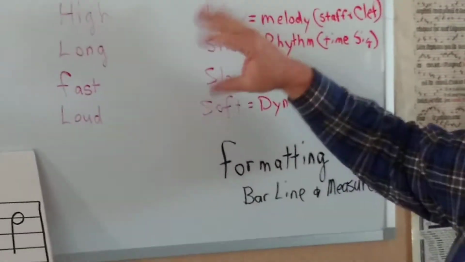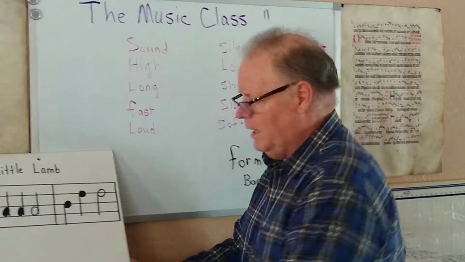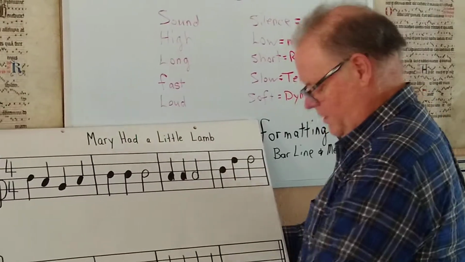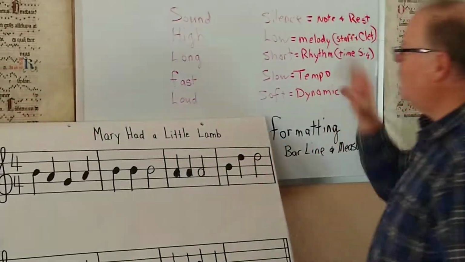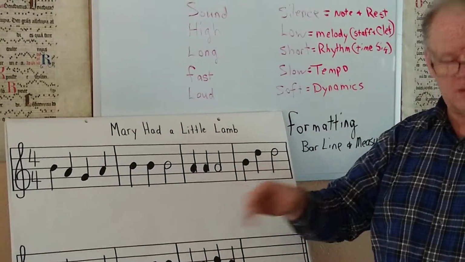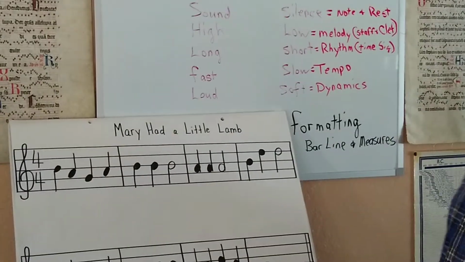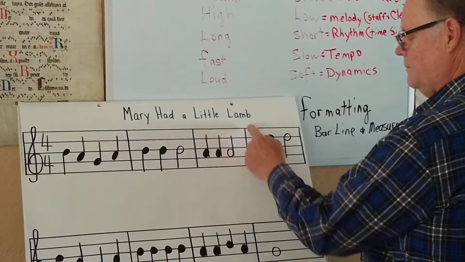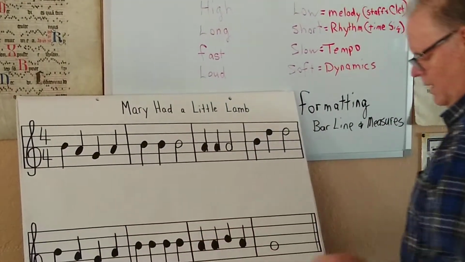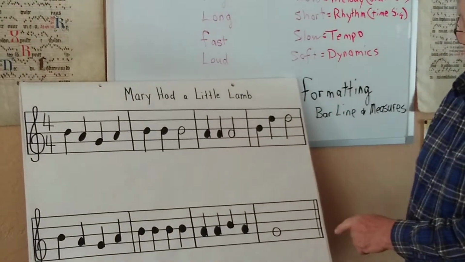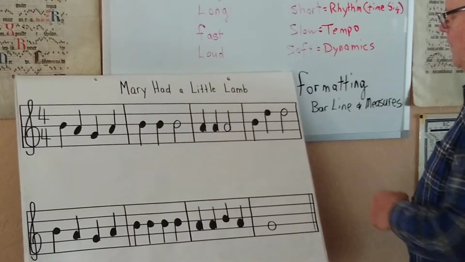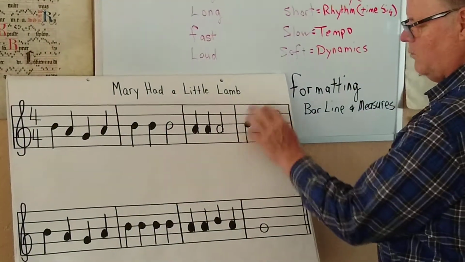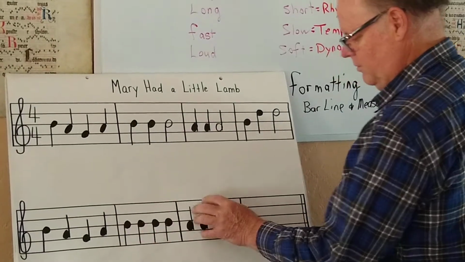Now, let's put all this together with a piece of music. This is Mary Had a Little Lamb. And we're going to kind of check things off here just to make sure that this is in here and that it all makes sense. First of all, let's talk about formatting our bar lines and measures. Well, here's our bar lines, all the way through. This one means we're done, it's over, fine, finished, end. And then in between the bar lines are the measures. This space right in between the bar lines is all the measures.